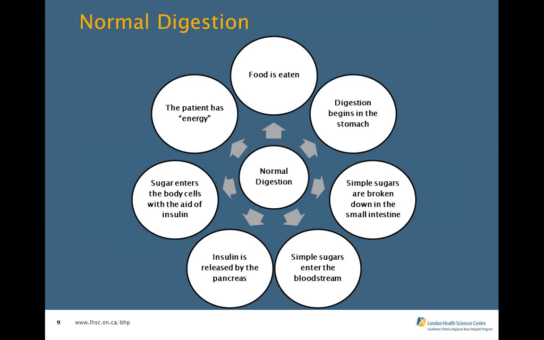in normal digestion, the person is non-diabetic, so food is eaten, digestion begins in the stomach. Those simple sugars are then broken down and absorbed in the small intestine into the bloodstream. When they enter that bloodstream, insulin is released by the pancreas as a response to high blood sugar levels. Insulin then carries that glucose, because it's too big of an element on its own. We talked about that before. And then it goes into the cell, and then the patient has energy and everything is good and homeostatic balance is maintained.